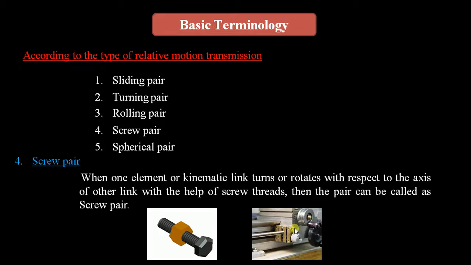Internal thread is given to the carriage and the external threads are given to the lead screw. So when you try to rotate it, it will be moving over the lead screw. So these two parts can be called a screw pair here.